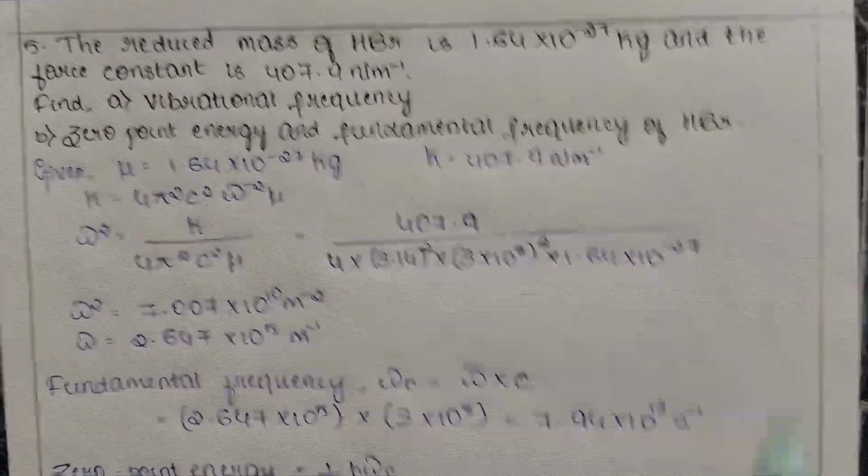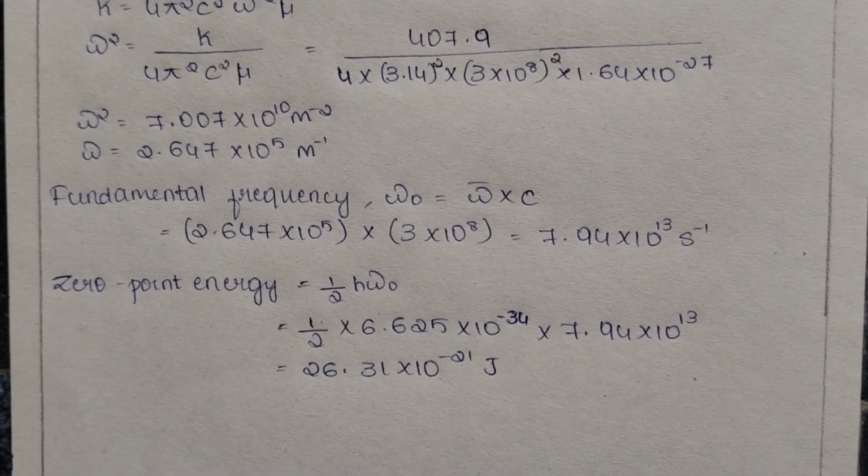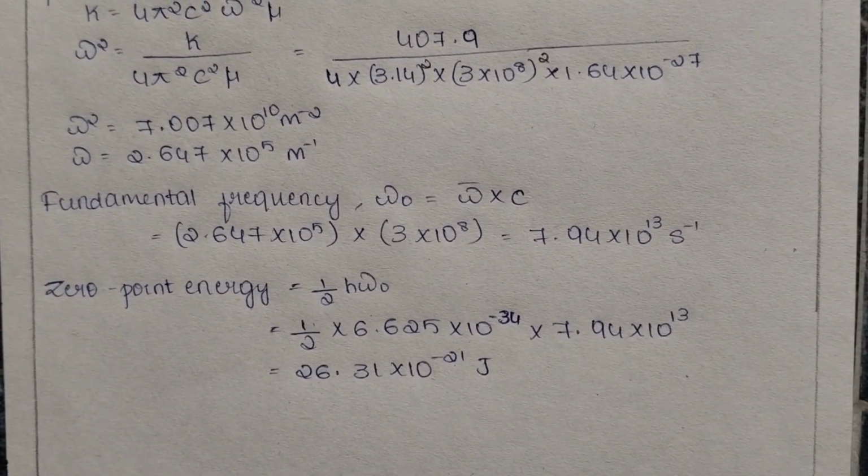And to calculate the zero point energy, we know that we have a formula of 1 by 2 h omega naught. 1 by 2 into h, which is Planck's constant, 6.625 × 10^-34, into 7.94 × 10^13. By calculating this value, we'll get the zero point energy in terms of joules, that is 26.31 × 10^-21 joules.